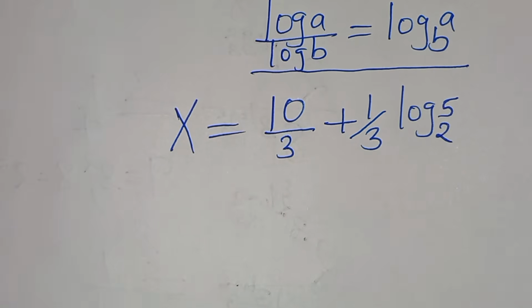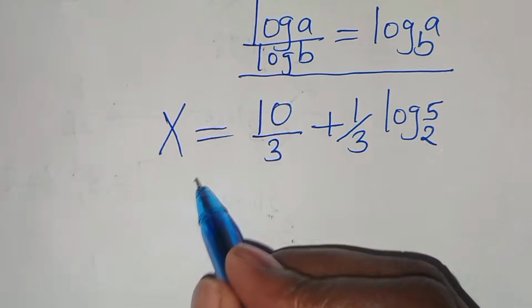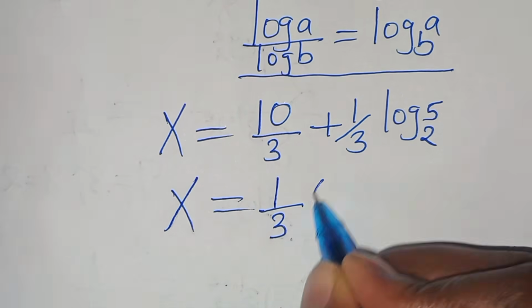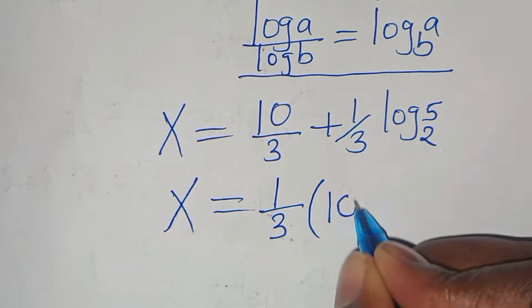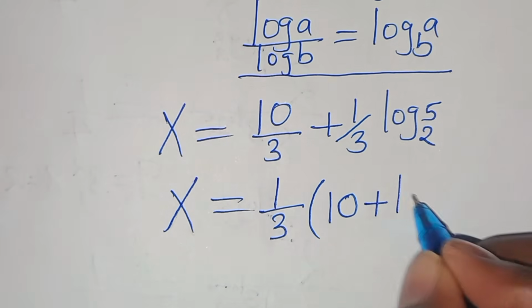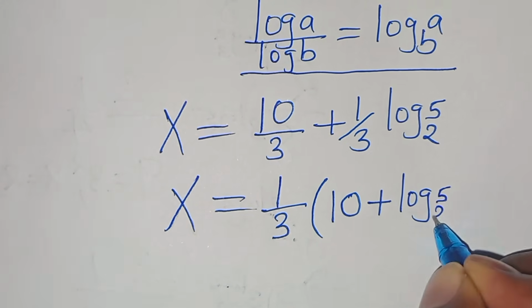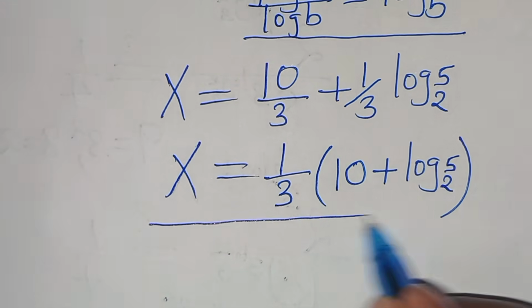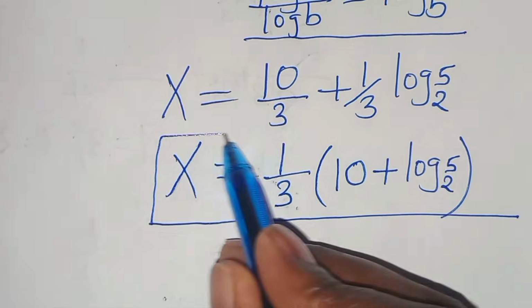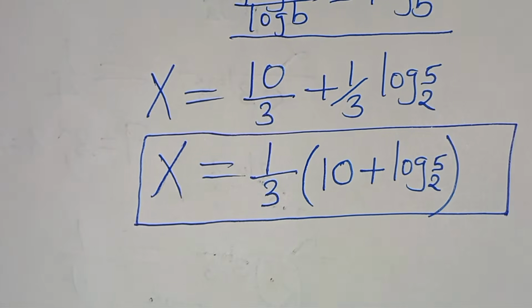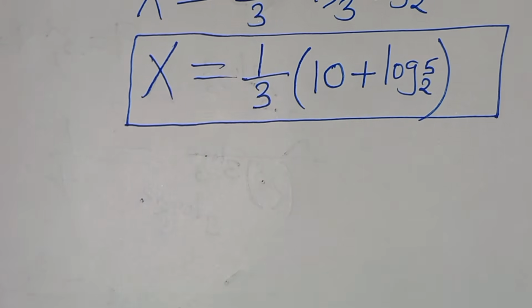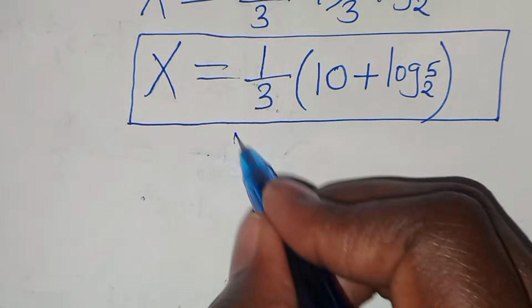The next step is that a third is common here, so we can factor out a third so that we have a third into the parentheses. This is 10 plus log 5 to base 2. And this is the value of x. The next step is to verify that this value of x satisfies the equation. So let's verify from here.